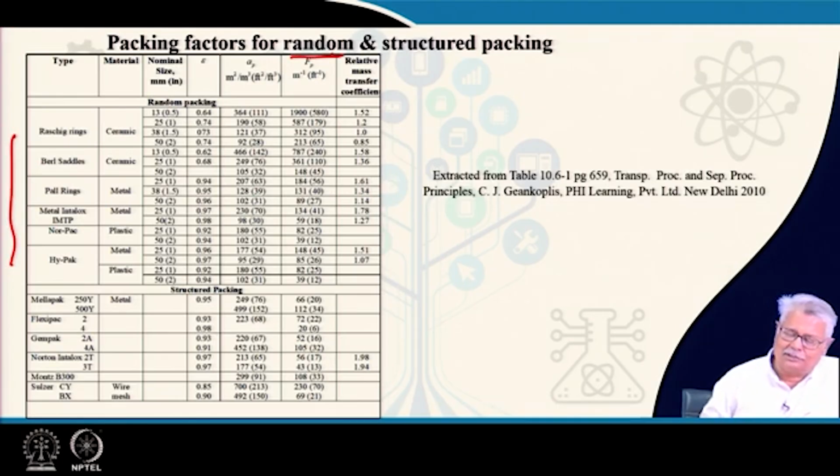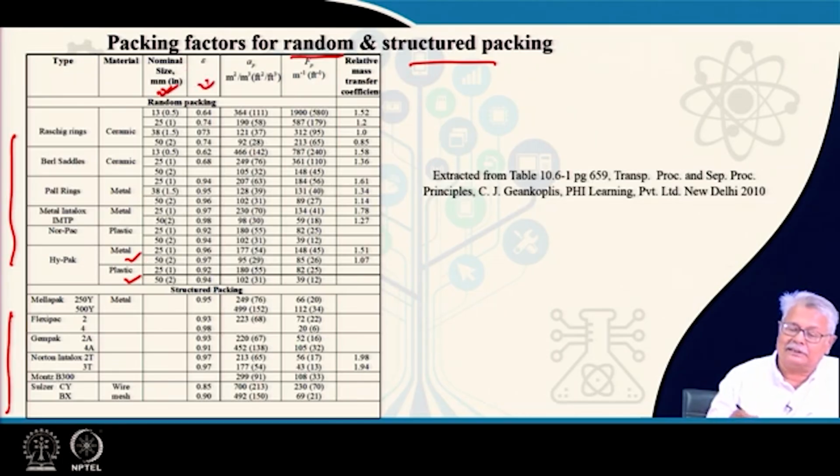You have structured packings also, which are obviously proprietary, and here is a list of structured proprietary packings. If you look at the material of construction, you see that the material could be ceramic. In some cases, you can have Raschig rings of ceramic, you can have Raschig rings of aluminum also. Similarly, it is also possible to have Hi-Pak, which could be a metallic packing, it could be a plastic packing also. Now, there is a nominal size which is given here.